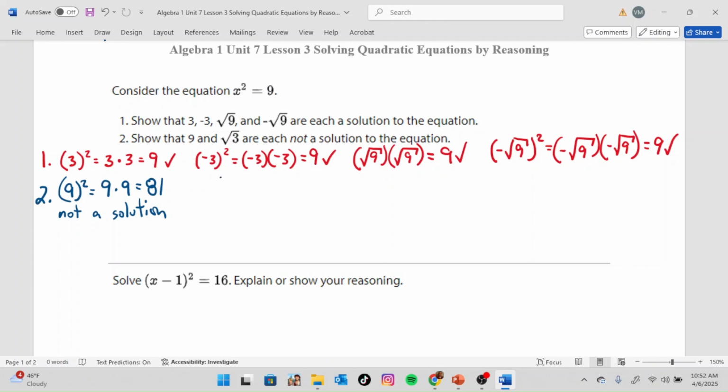The other one they gave us was the square root of 3 squared. The square root of 3 times the square root of 3 is going to be 3. 3 does not equal 9, so we've shown that this is not a solution to the quadratic equation x squared equals 9.